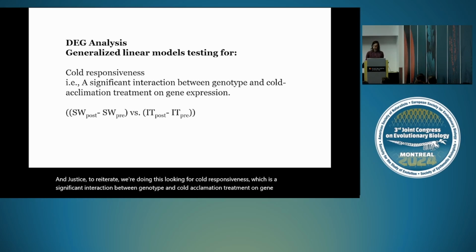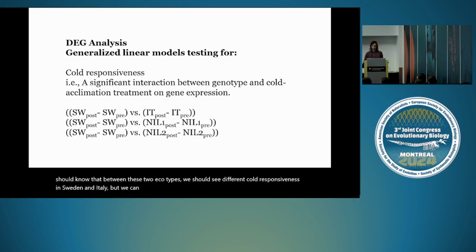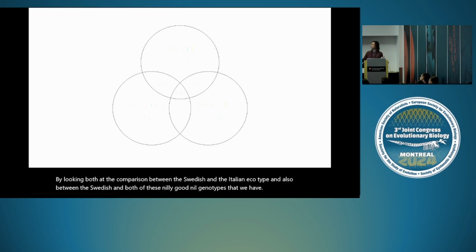So this contrast that I'm showing here is going to be kind of our first pass. We should know that between these 2 ecotypes, we should see different cold responsiveness in Sweden and Italy. But we can be extra conservative and look at extra contrast to try and minimize type 1 error rates here by looking both at the comparison between the Swedish and the Italian ecotype and also between the Swedish and both of these nil genotypes that we have.